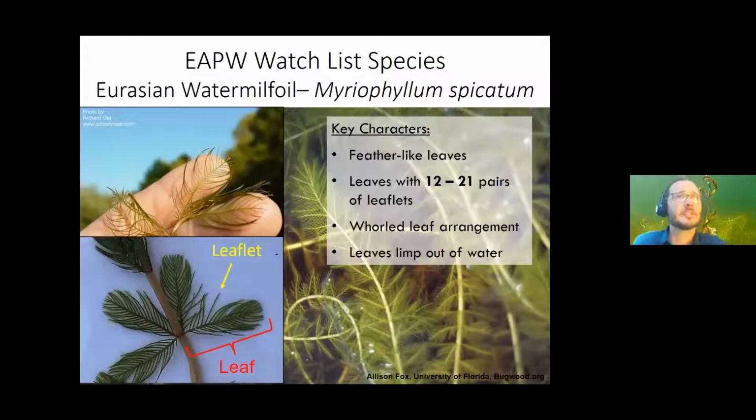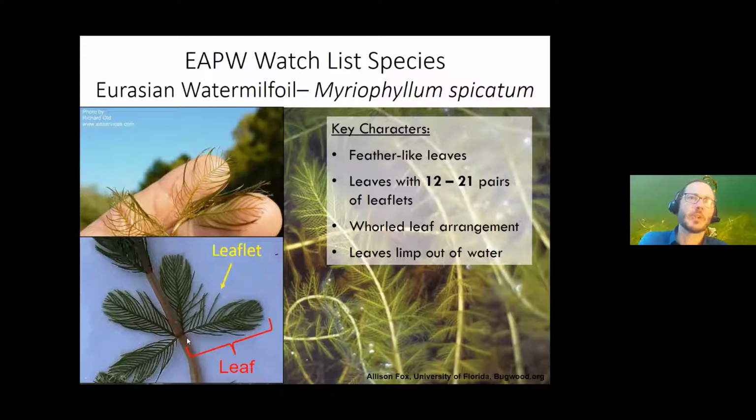Starting off, our list is Eurasian water milfoil. There's actually a handful of native milfoils in the state, and so they can be easily confused, but it can also easily be separated out. The key characters to identify Eurasian water milfoil is that when you pull this plant out of the water, it has these feather-like leaves, or it looks like a fern. It could be considered a kid's Christmas tree. I've heard that description. What you're seeing here is, this structure right here is the leaf. So that's what we're saying looks like a feather.